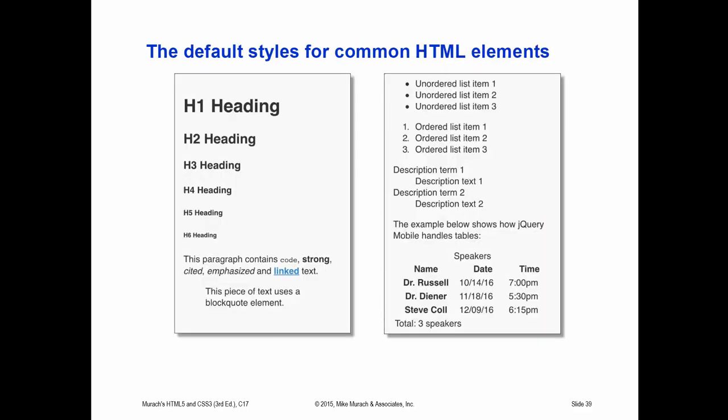Okay, and they go through the steps there. So as we've already seen, jQuery Mobile automatically formats the components of the web page based on its own style sheet. This figure shows the default styles that jQuery Mobile uses for common HTML elements. Typically you won't need to modify it. It'll probably look pretty much the way you want it to look on a page.